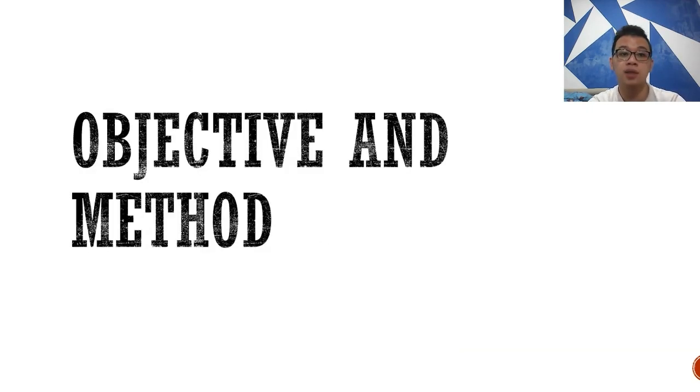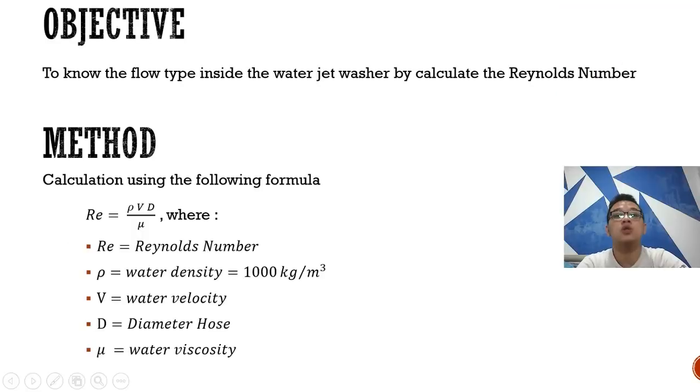Next, here is the objective and the method for the final project. The objective for this final project is to know the flow type inside the water jet washer by calculating the Reynolds number. And the method is to calculate the Reynolds number using the following formula: Reynolds number equals fluid density times fluid velocity times the diameter of the hose, divided by fluid viscosity. And the fluid that I use for this calculation is water.